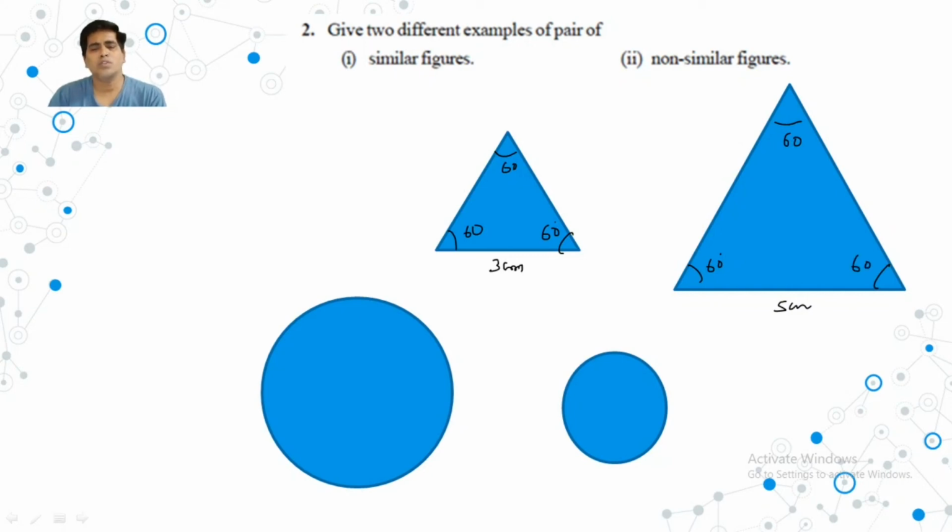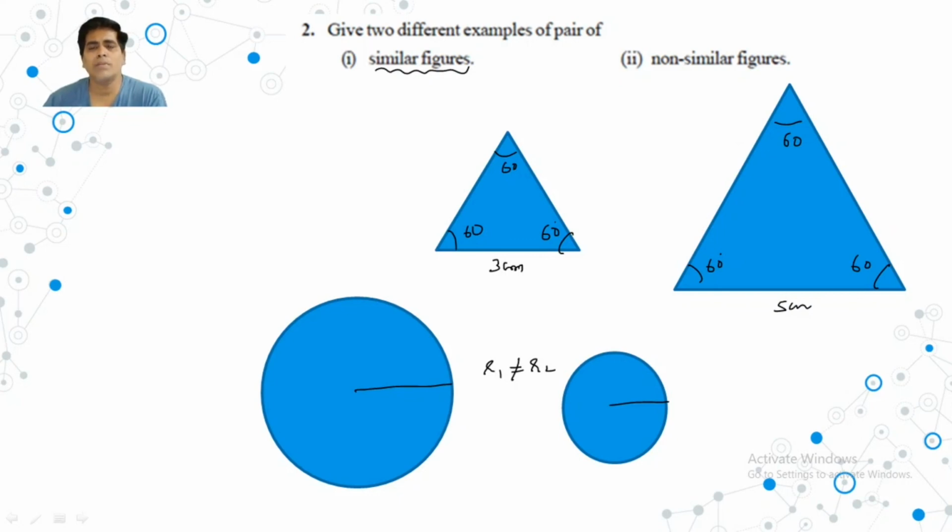Now these are two equilateral triangles. Definitely these are similar figures. Why? Because corresponding angles are equal. Corresponding sides are in the same proportion. Each and every side maintains a 5 by 3 ratio. So this is one example of similar figures. In the second example, I have shown two different circles with different radii. Again, these are similar figures. Why? Because the shape is the same. The radii are different, R1 is not equal to R2. So definitely these are similar figures.